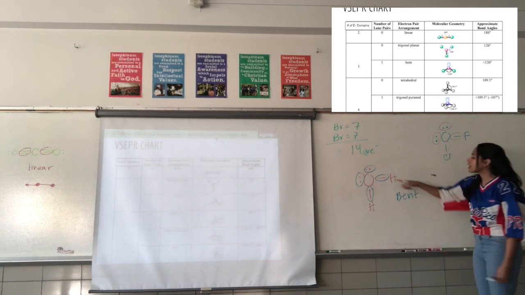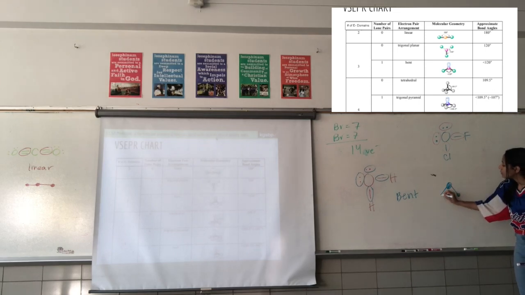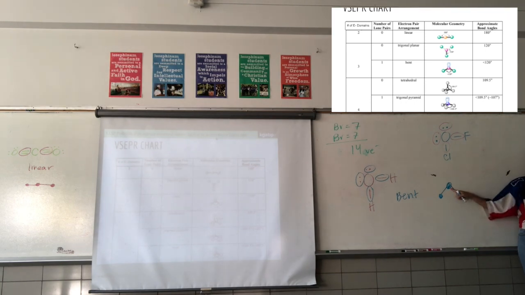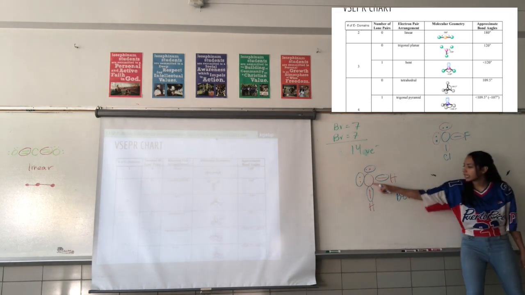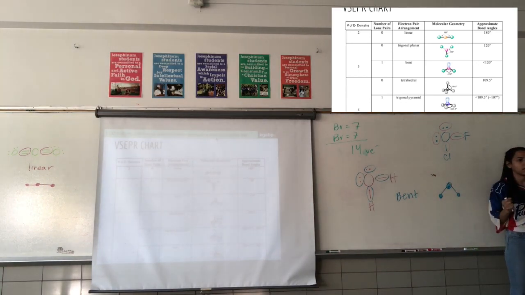And so if I were to actually build that out of a model, it would look like it was bent, like that. That's oxygen, and those are the 2 little hydrogens. You see, like that? Because you don't really see the electrons when you're building a molecule like that. It just looks like this.